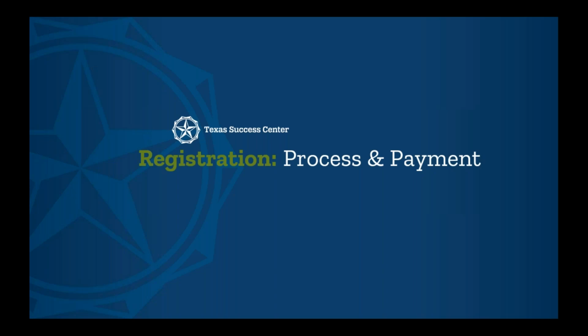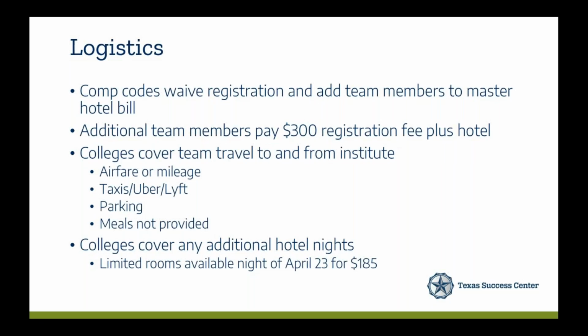Okay, so Pathways leads should have received an email with 7 complimentary codes to distribute to their teams. These codes will waive the registration fee and add these attendees to our master hotel bill. Additional team members may register to attend without a code, but will be charged a $300 registration fee and will be responsible for their hotel costs. Please note that registration and hotel for the additional attendees is first come, first serve. So if you do plan on bringing additional guests, please make sure to get them registered ASAP.